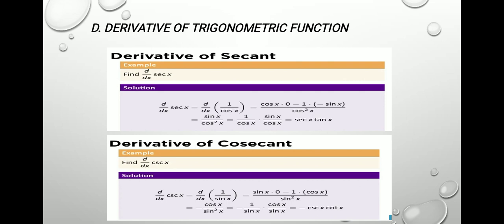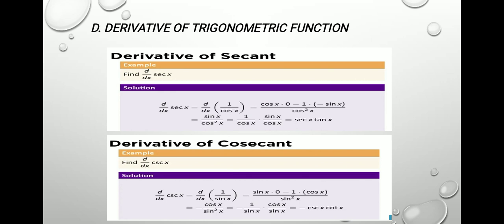is equal to cos x times 0 minus 1 times the quantity negative sine x over cos squared x is equal to sine x over cos squared x is equal to 1 over cos x times sine x over cos x is equal to secant x tan x. While in the derivative of cosecant, we have here the example, find d over dx cosecant x.